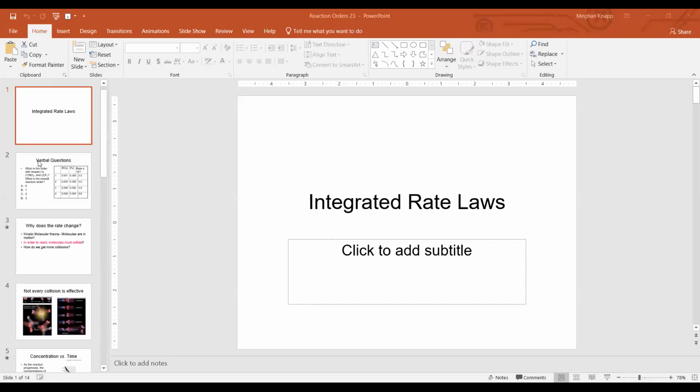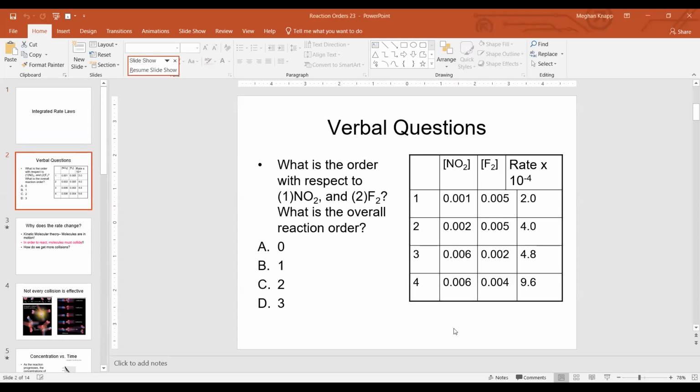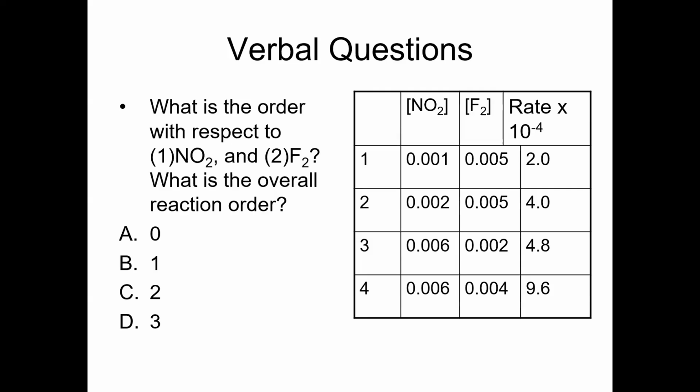So let me pull up the one we did in class the other day, and we'll take a look at how that one works as well. Oh, this is a slightly different one. Okay, so here we are looking at NO2, nitrogen dioxide, and fluorine. So we want to find two reactions where one chemical stays the same and the other one changes.